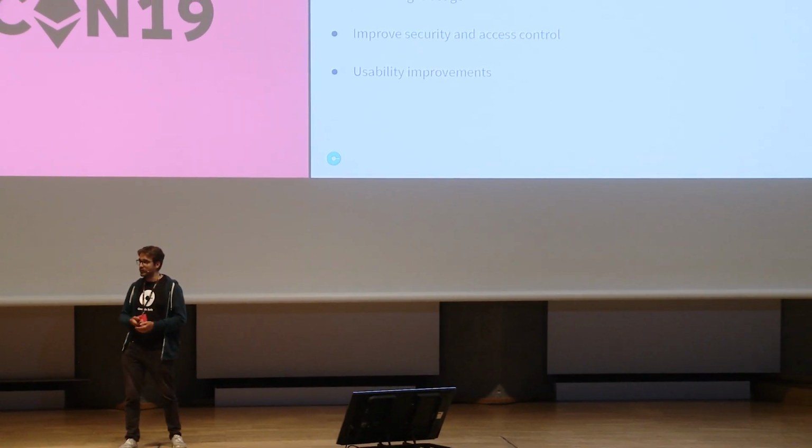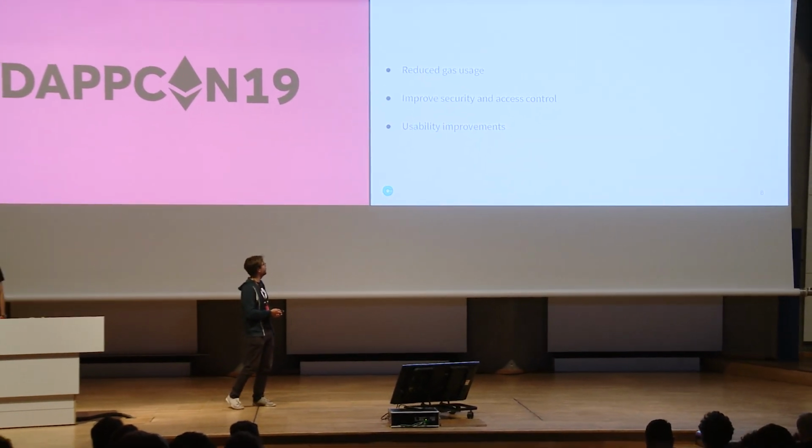So this is a completely new set of contracts, and the target of this contract was that we drastically reduce the gas usage, that we have the same level of security or even improve it and allow a more fine-grained control of access, and also improve the usability so that it's easier to use. Like we have seen in the talk from Austin, that there is a lot of things that you can do.